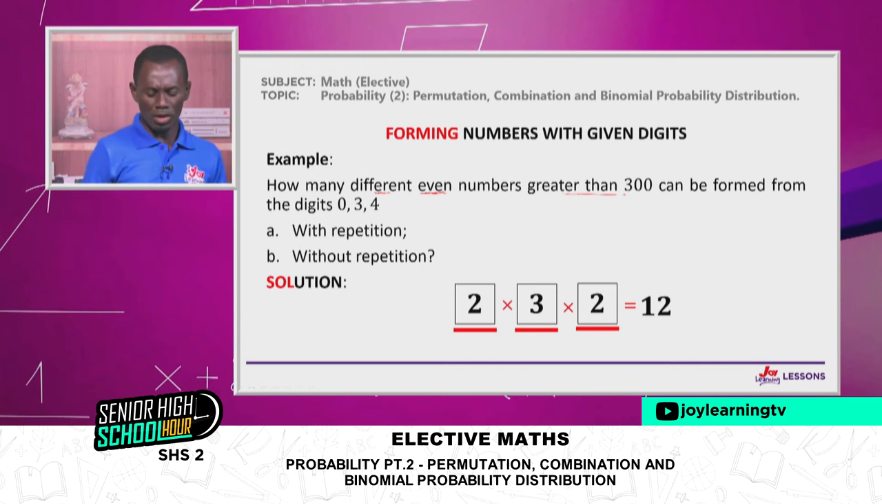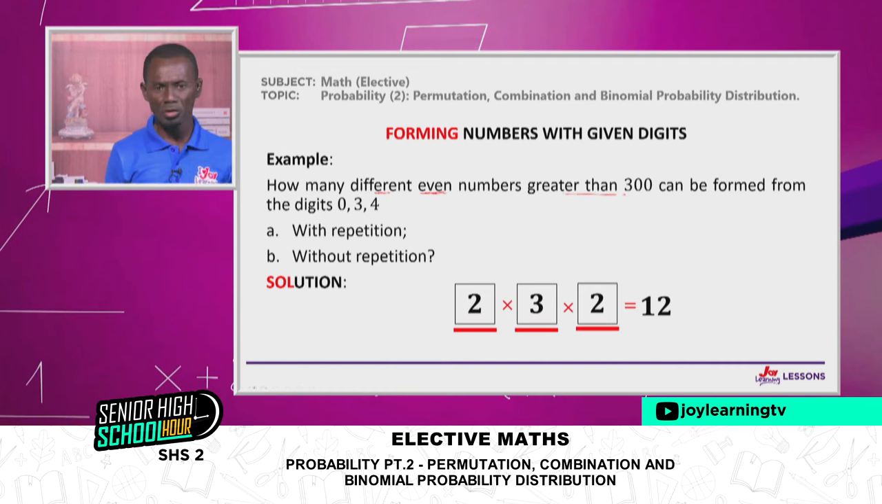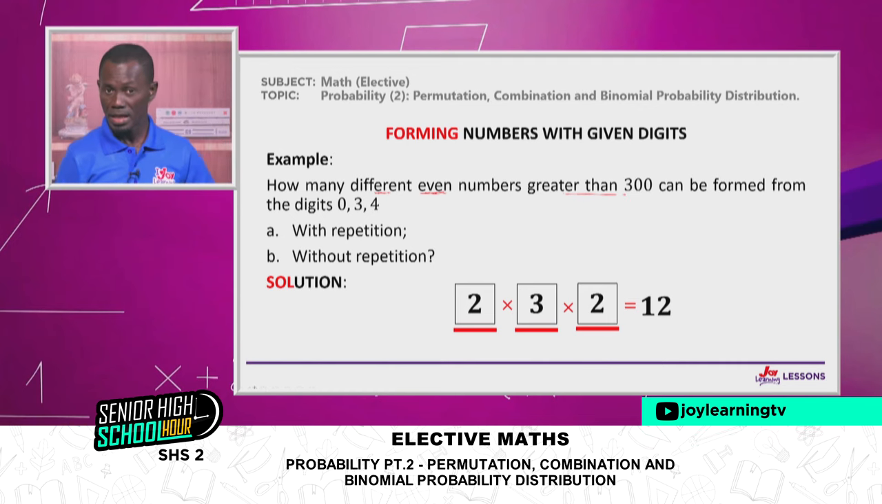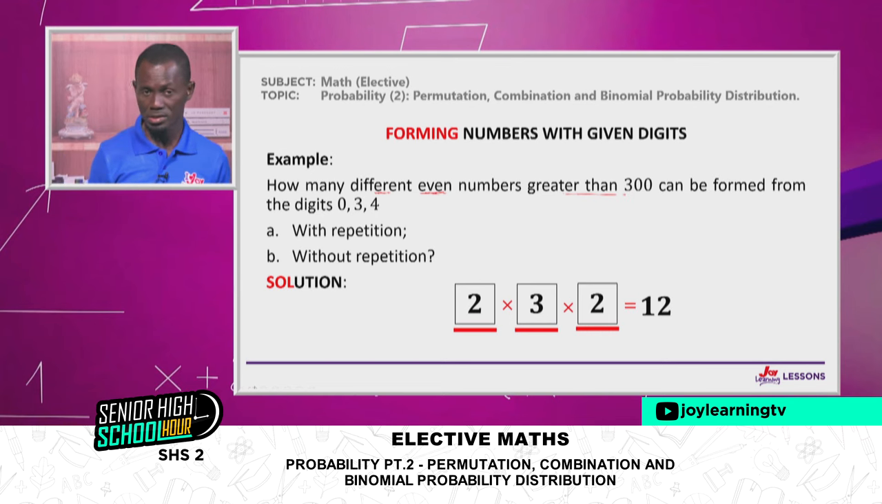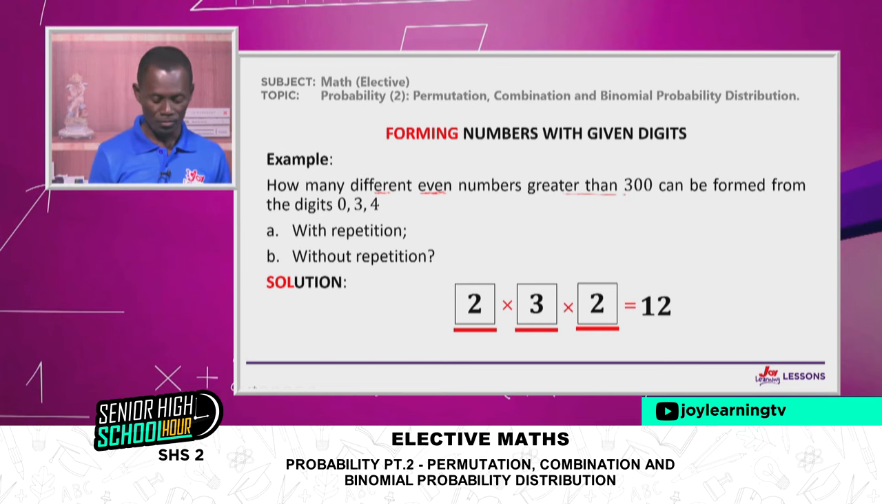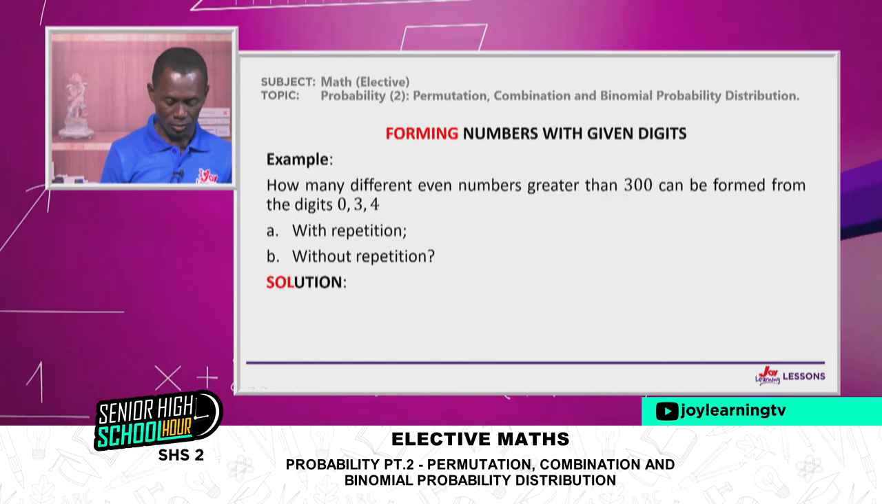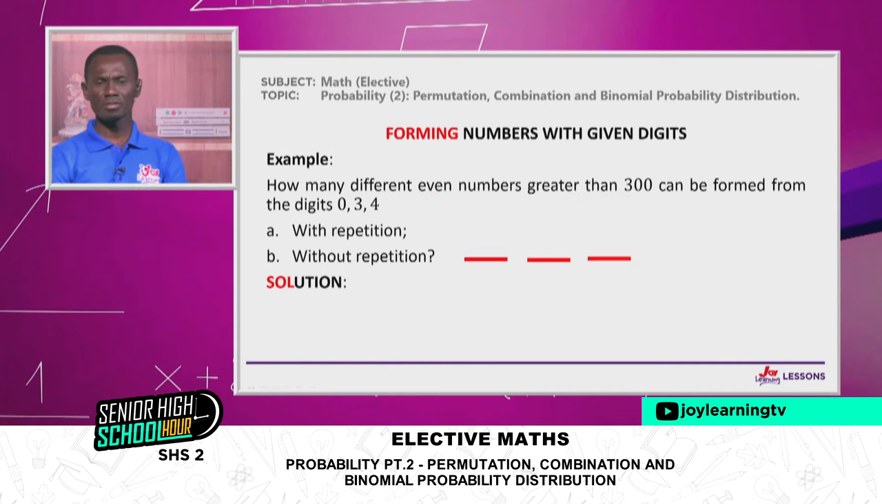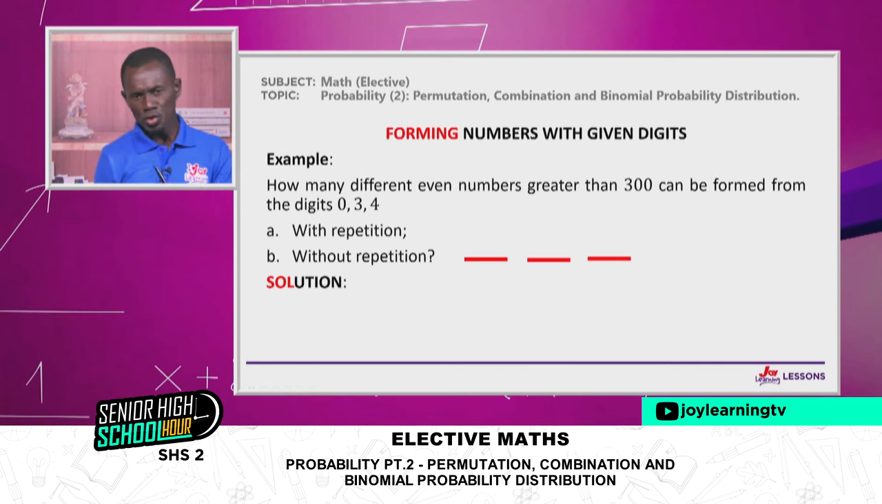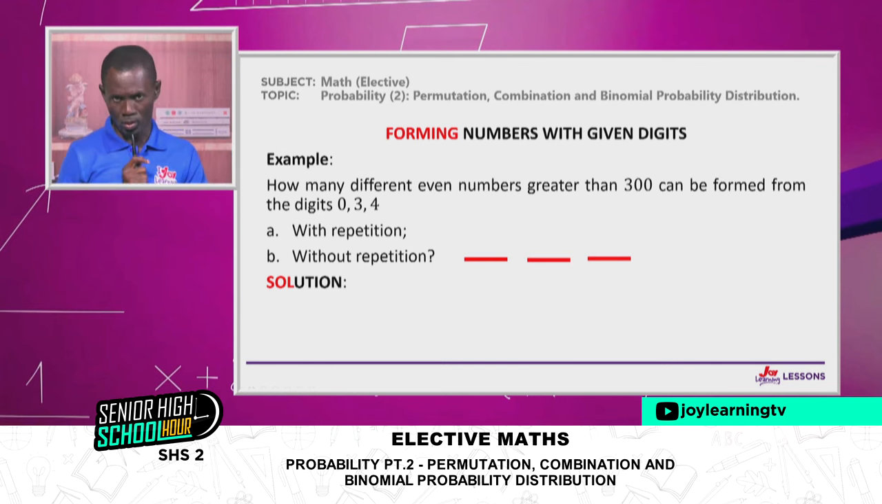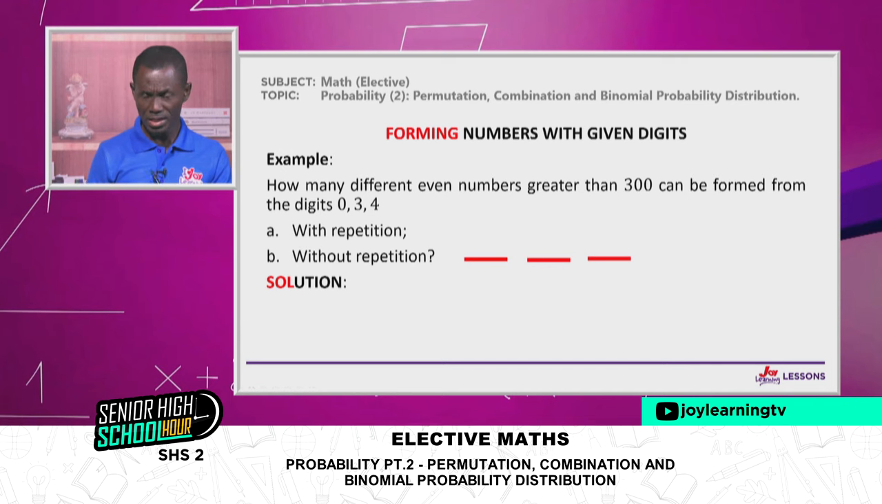Okay. Now, what about if I was to do it without repetition? What that would mean is I do not have the liberty of using a number I have used once. Once used, forever gone. Okay. Without repetition. Now, this time around, I'll have to think through it. If I cannot use a number more than once, a number of things happen.